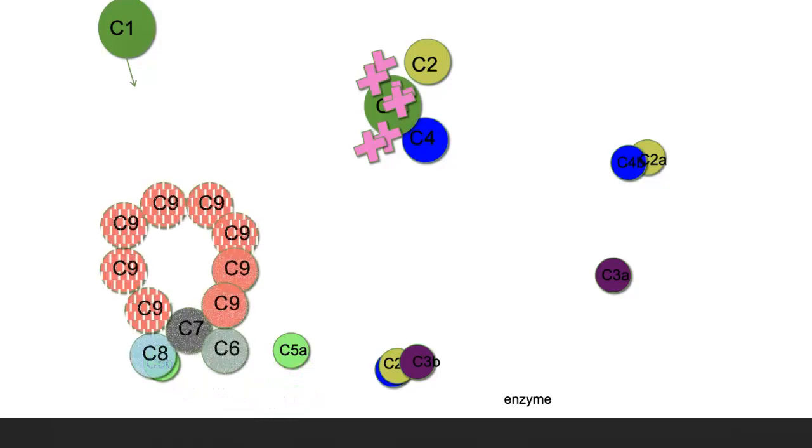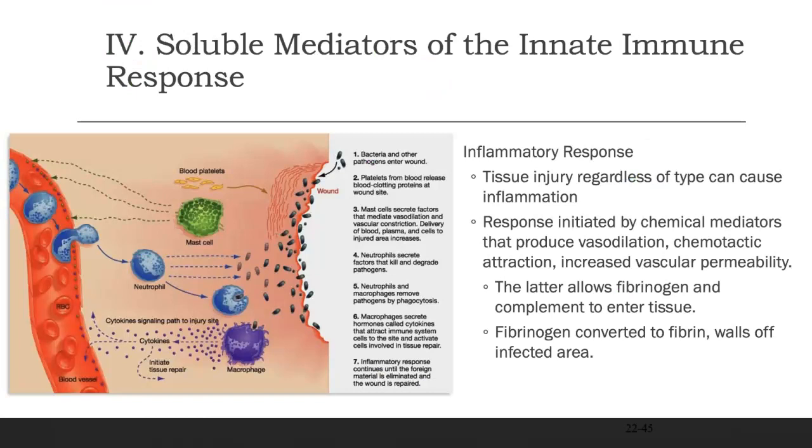C5B then travels and binds to C8, C7, C6, and a lot of C9s, which then forms the MAC complex, that pore that is on the plasma membrane of the pathogen to allow fluid to move in and lyses the cell. Now let's talk about our innate immune response for inflammation.